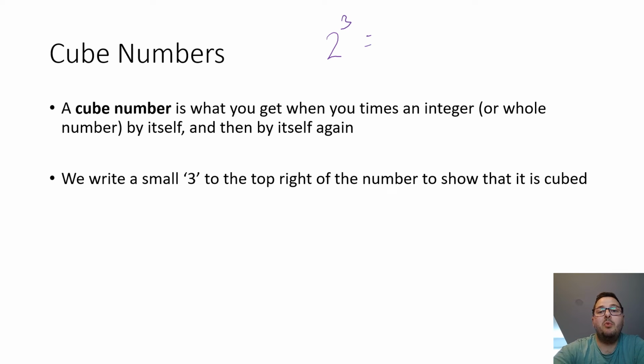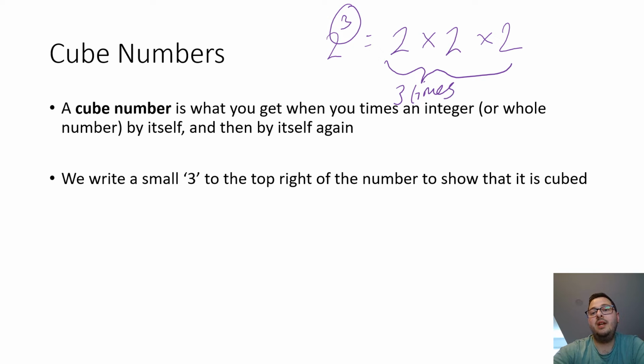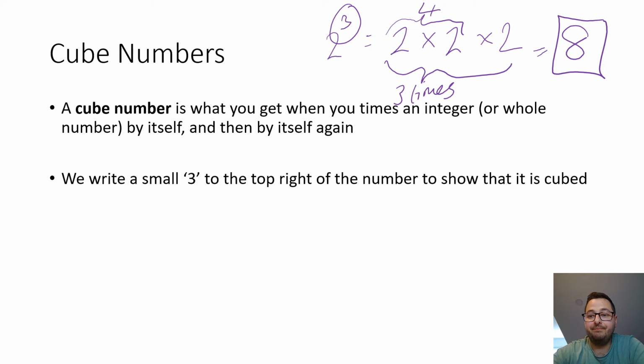So this time we want to see 2 3 times. So 2 times 2 times 2. And like we said before, that's where this number comes from, because we're getting this 3 times. Okay, so this is not the same as 2 times 3. It's 2 times 2, which is 4. So this here makes 4. And then 4 times 2 is 8. So 2 cubed is 8.